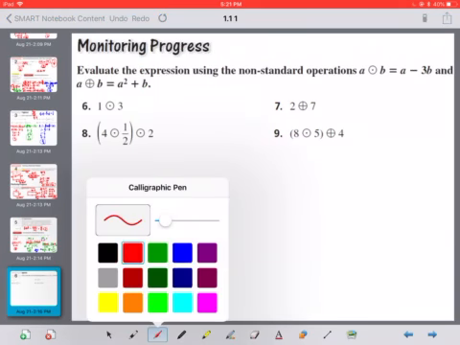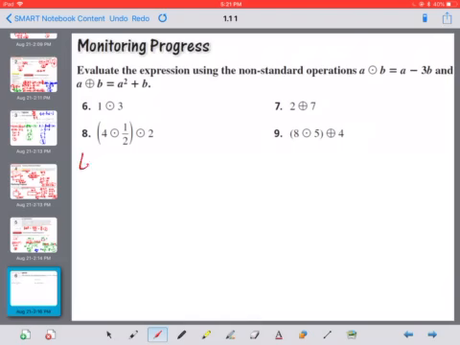Okay, let's look at 6. I'll do that bad boy in red. Okay, this is my A, that's my B, and I'm going to do a circle dot. Circle dot says A minus 3B. So take the A, subtract 3 times the B. A is 1, B is 3. 1 minus 9 makes negative 8.